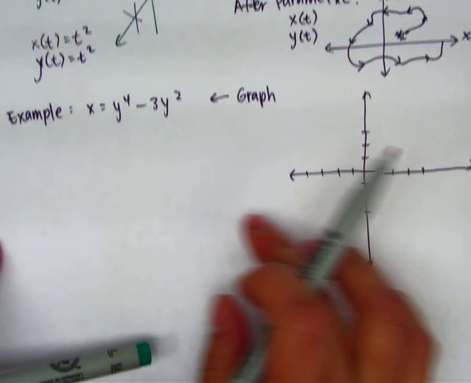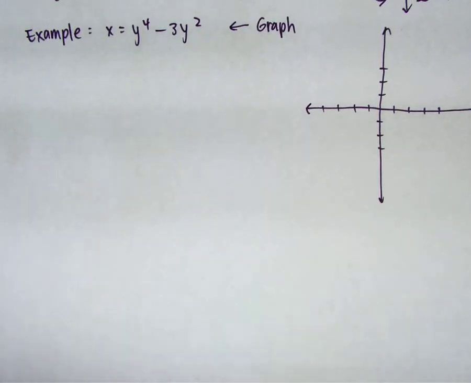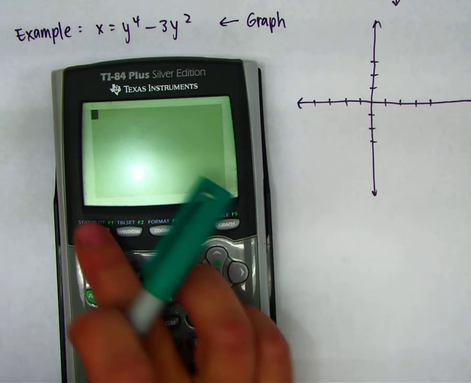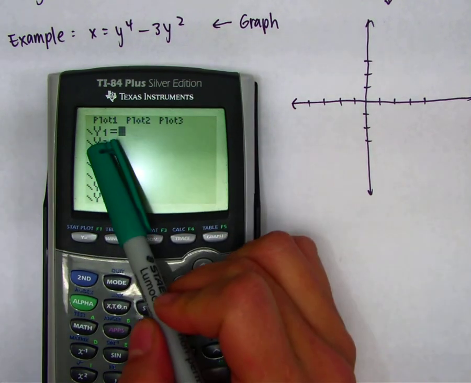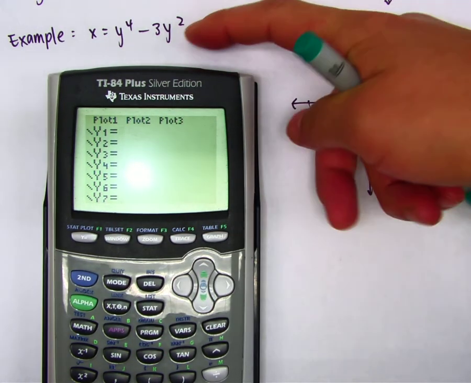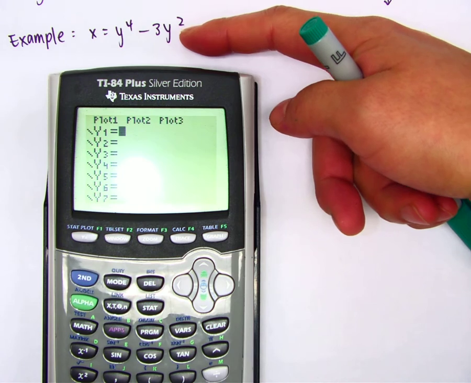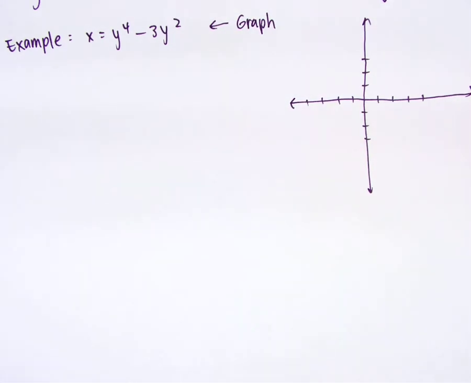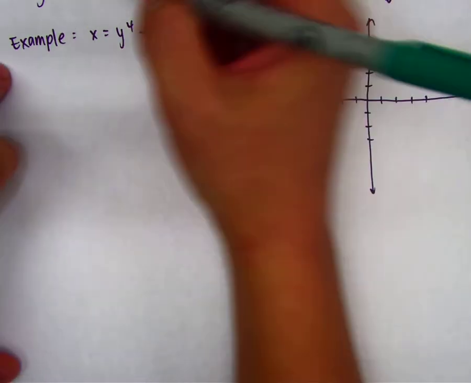Okay? Now, let's take a look at this example. I want to graph something that looks like this: x equals y to the fourth minus 3y squared. Now, in this case, if I were to do something like this on my graphing calculator, and I go to my y equals, I have to get it in function form. I have to get the y by itself, which in this case is not possible. So what I'm going to do instead is switch it over to parametric form.